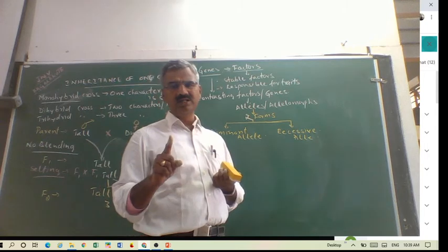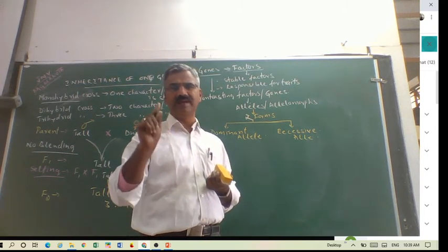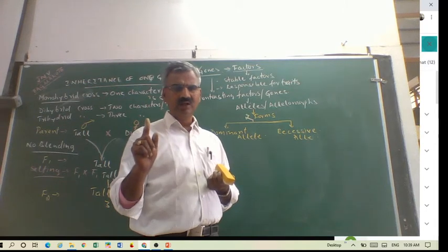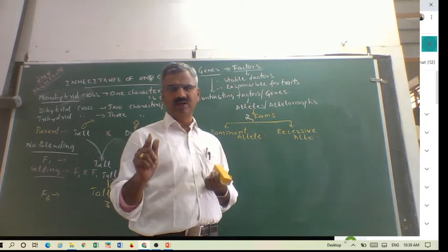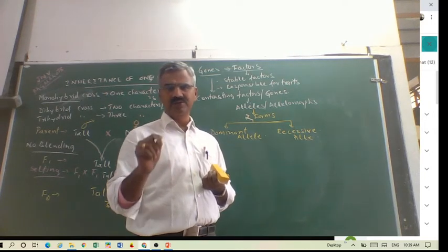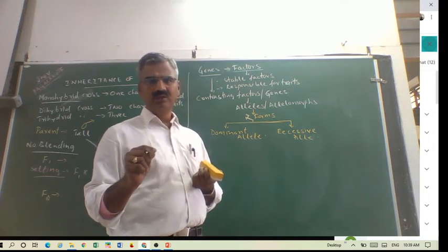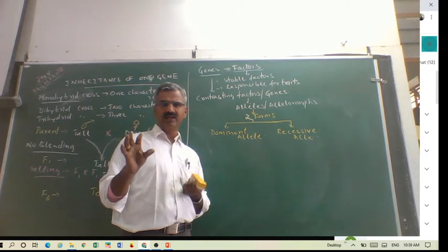So alleles are the two different forms of the same gene. Alleles are the two different forms of the same gene. That's very important. This is a good question. If you are having doubts like that, you should ask. Okay, you got it here? Any doubt there?